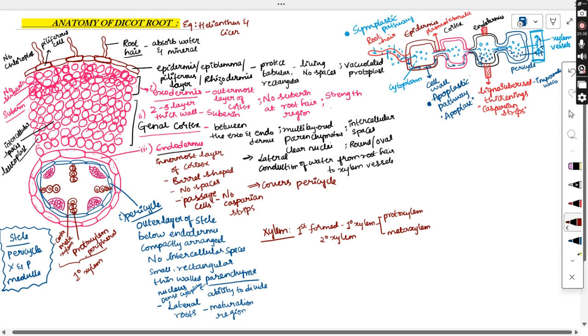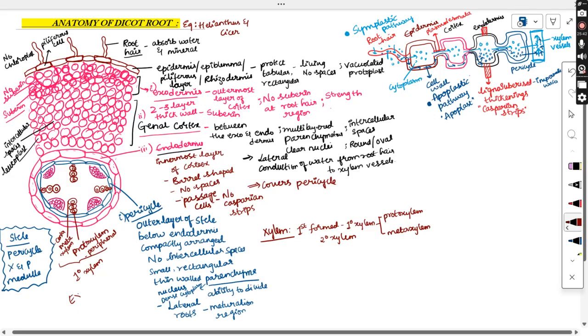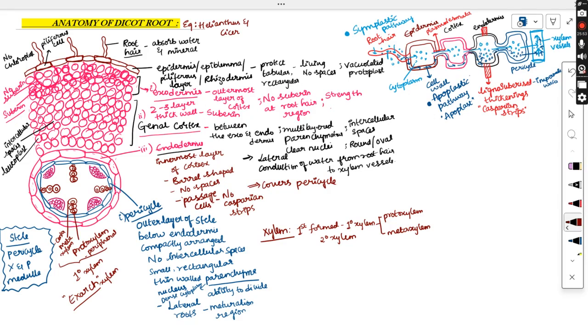If the protoxylem is facing towards the periphery, that type of xylem we call the exarch type of xylem. This is exarch type of xylem as the protoxylem is facing towards the periphery. If the protoxylem faces towards the center, it is called an endarch type of xylem.